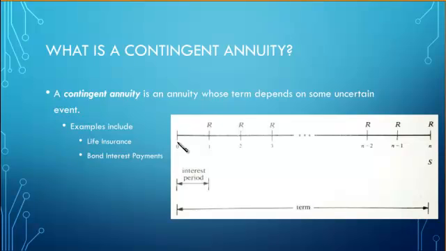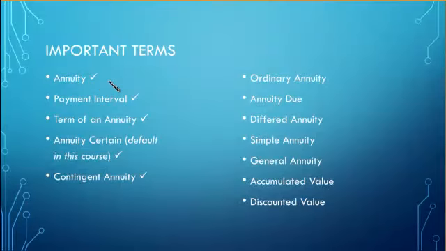If it is not established what the term of the annuity is, then it is said to be a contingent annuity. So a perfect example of this is life insurance. Life insurance premiums are paid every month, but nobody collects until the person who is insured passes away. And that, fortunately, is usually something that is uncertain. So a contingent annuity is one whose term is unknown. It's exactly the opposite of an annuity certain. These are the terms we have covered so far, so pause this video and make sure you understand what these mean.